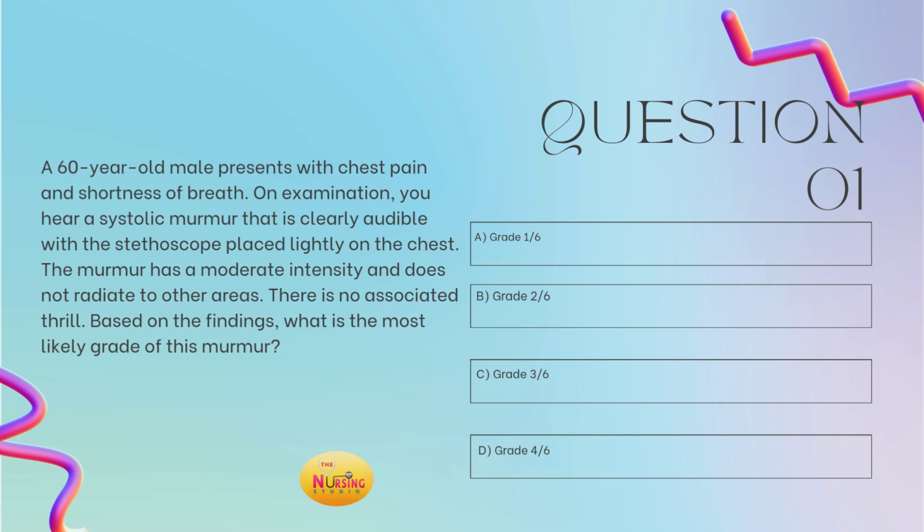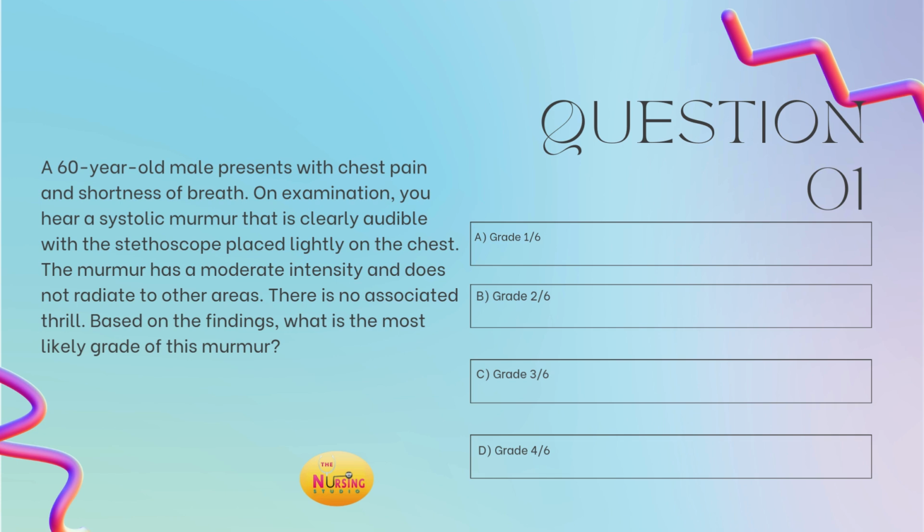This 60-year-old male comes in, chest pain, shortness of breath. On exam, we hear a systolic murmur and it's clearly audible with the stethoscope placed lightly on the chest. Remember how with each level that I explained to you how it can vary based off the stethoscope, right? It also says the murmur has a moderate intensity and does not radiate, and there's no associated thrill.